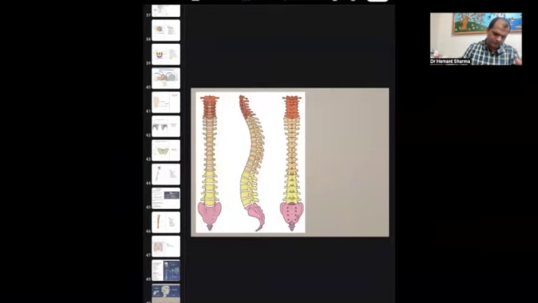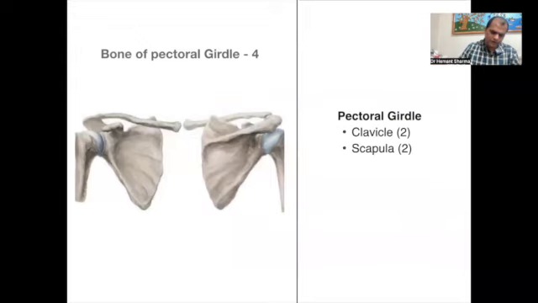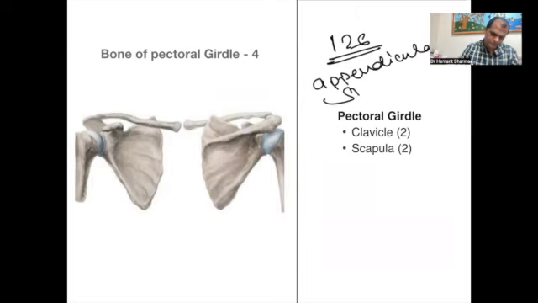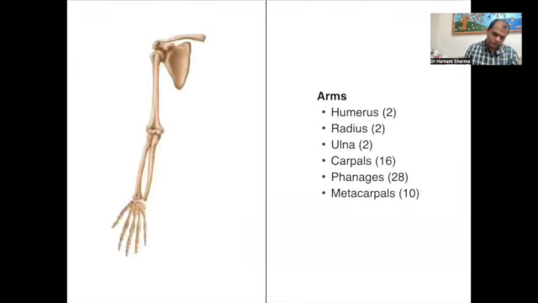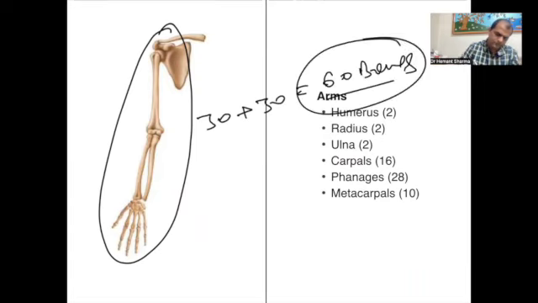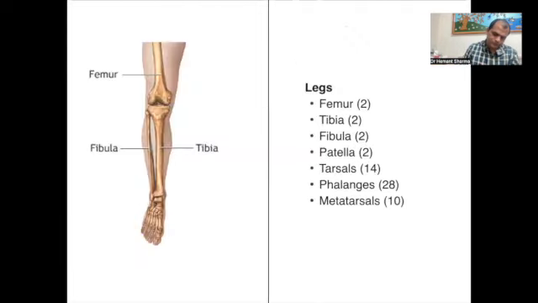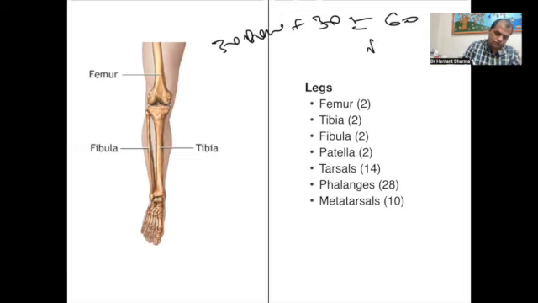So now I will write here: 126 left, called appendicular skeleton, the auxiliary bones. Let's see. In one arm we have 30 bones. So 30 plus 30 equals 60 bones in two arms. And in one leg also we have 30 bones. So 30 plus 30, total 60 bones in both legs.